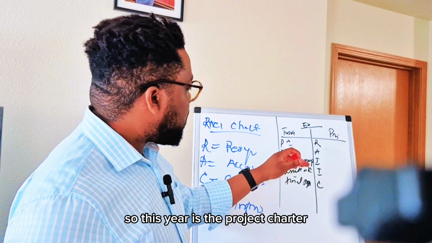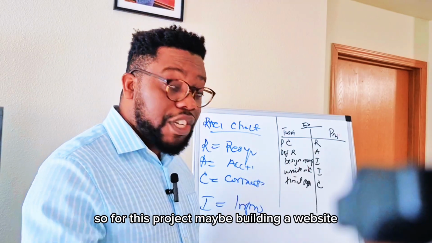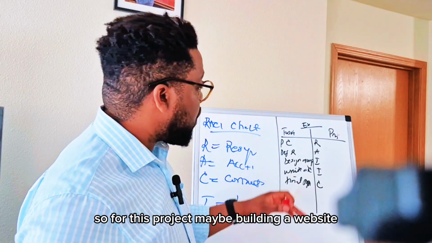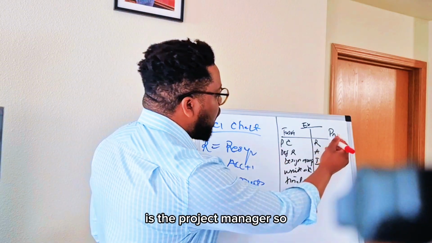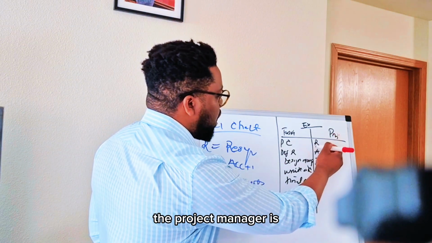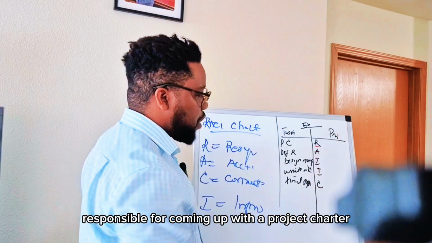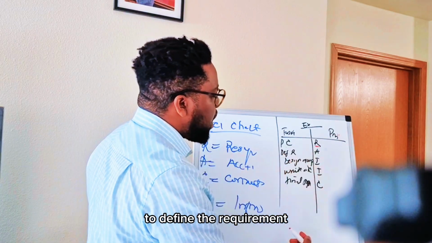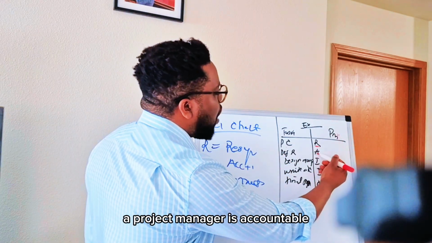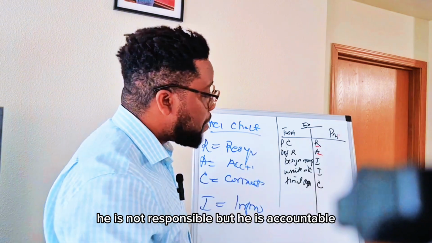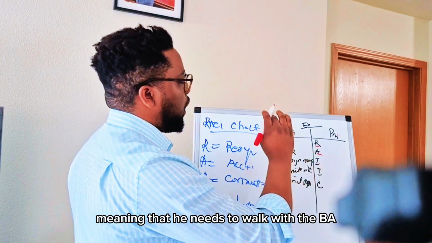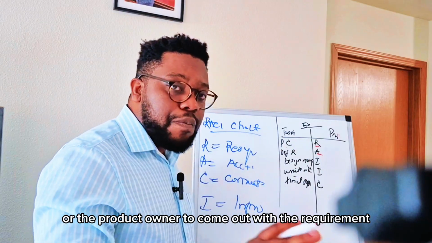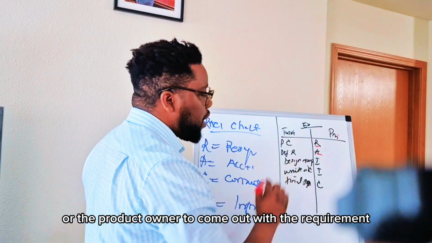So this here is the project charter. So for this project, maybe building a website, the person that is responsible for coming up with a project charter is the project manager. So the project manager is responsible for coming up with a project charter. To define the requirement, the project manager is accountable. He is not responsible, but he is accountable, meaning that he needs to work with the BA, the business analyst or the product owner, to come out with the requirement.